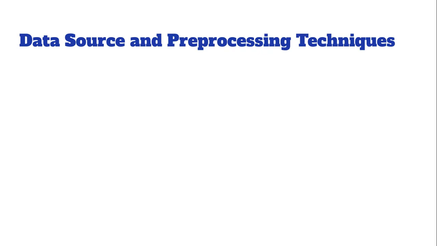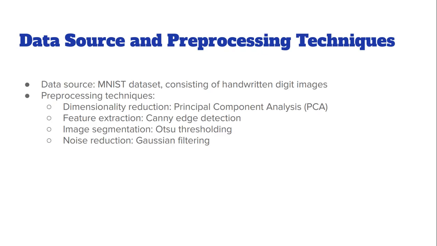Data sources and pre-processing techniques we used: the MNIST database. It has thousands of handwritten digit images, and before feeding the data to our models we applied several pre-processing techniques. The first one was PCA. We used principal component analysis for dimensionality reduction, Canny edge detection for feature extraction, thresholding for image segmentation, and finally Gaussian filtering for noise reduction.